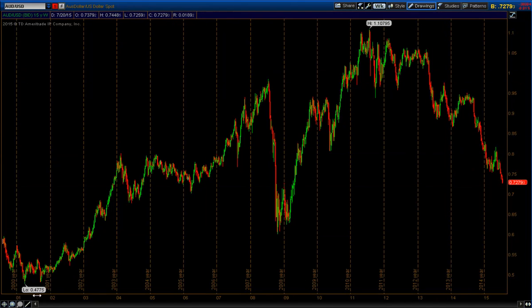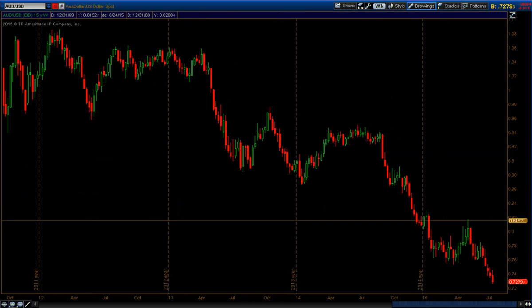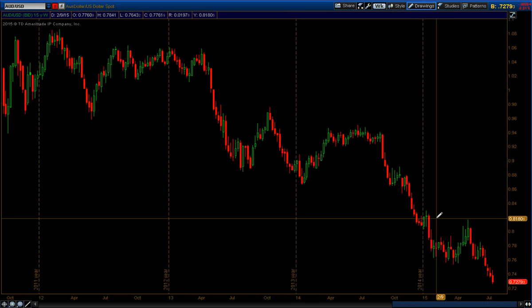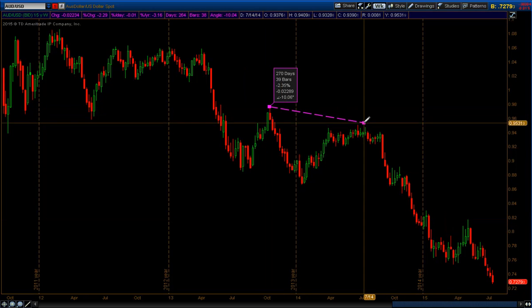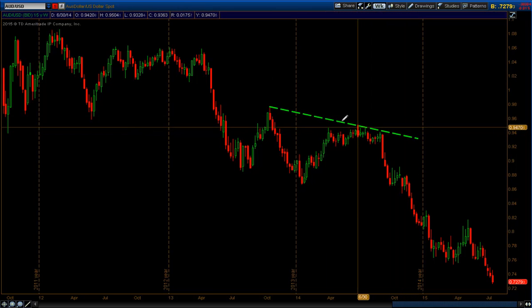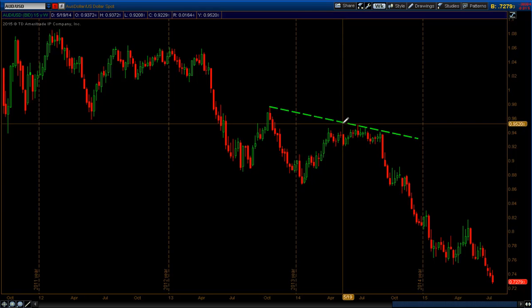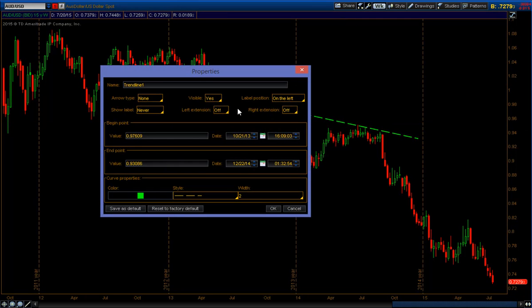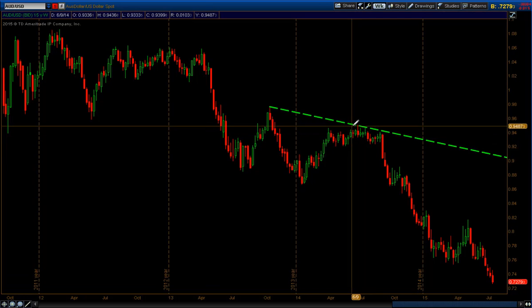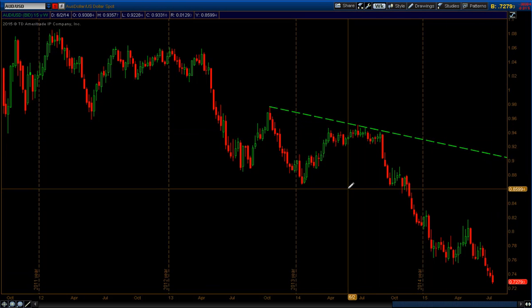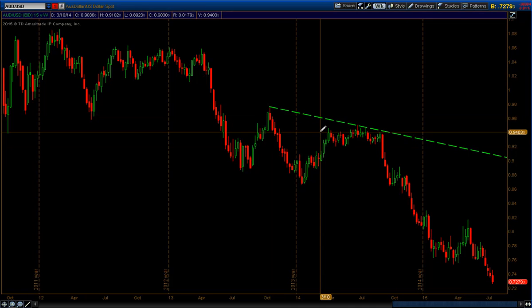Let's go down. I'm going to get my trend line tool. In order to draw a trend line, you have to connect two points. The first point is this. What's the second point? This. Then that is what you call a trend line. You can right click, edit properties, and turn the right extension on, so it will automatically extend. You don't have to go all the way down. It'll stay on the chart as long as possible. So that is how you draw the trend line.